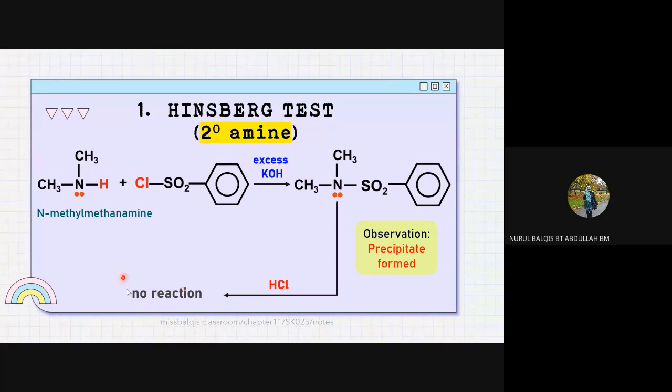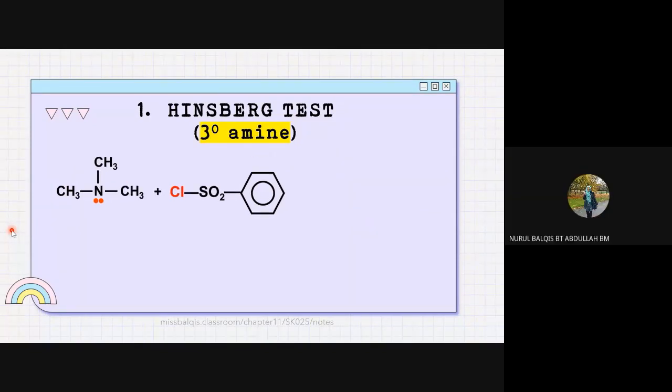Kalau no reactions happen, what will happen to the observations at these steps? Kalau tadi kita ada precipitate, bila tak ada reactions berlaku, ada lagi tak precipitate dekat sini? Ada. So the precipitate will remain. Boleh eh? So lain eh? Secondary lain, primary lain. Alright. So the last one is tertiary.